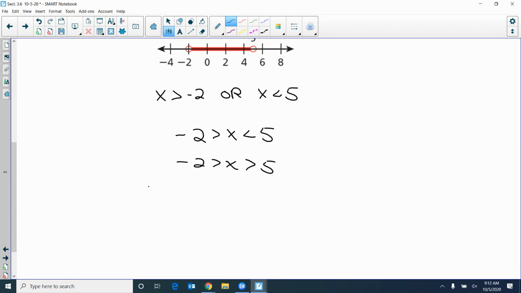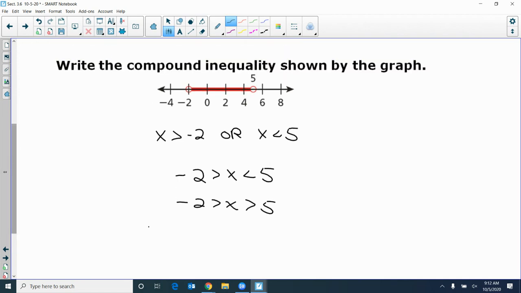No. No. Now think of this, Zach. You just said X is greater than 5, right? Is that showing up there? No. Okay, here's what it is. So hopefully you didn't write those down. Fix it. -2 is less than X is less than 5.